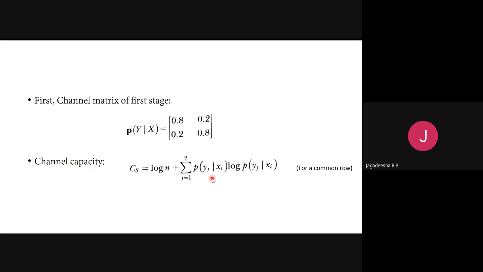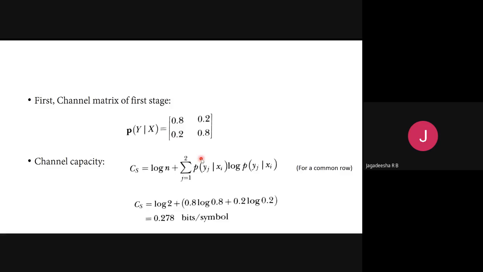Okay, then how to simplify? I have given some comment here for a common row. For this row, what are the J values? J is 1, J is 2. So when J is 1, value is 0.8, and J is 2, value is 0.2. So the values are substituted here, log 2, because n is equal to 2. It's binary, 0 or 1, so the total number of symbols is 2. And then these values, probability, log of probability. So we have 0.8 log 0.8 plus 0.2 log 0.2. That's here.